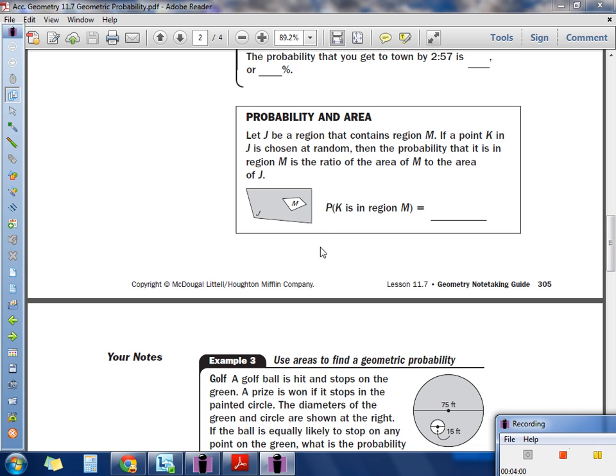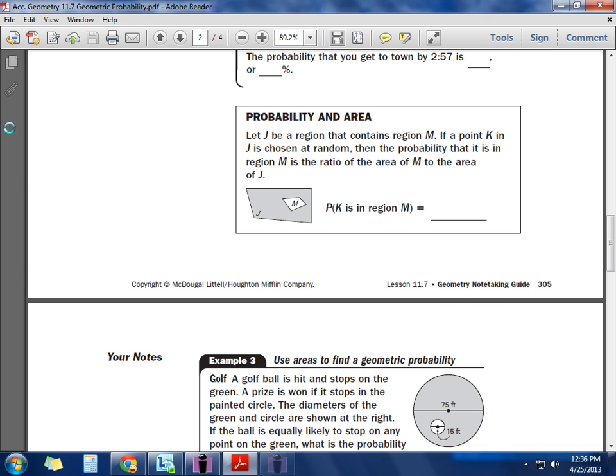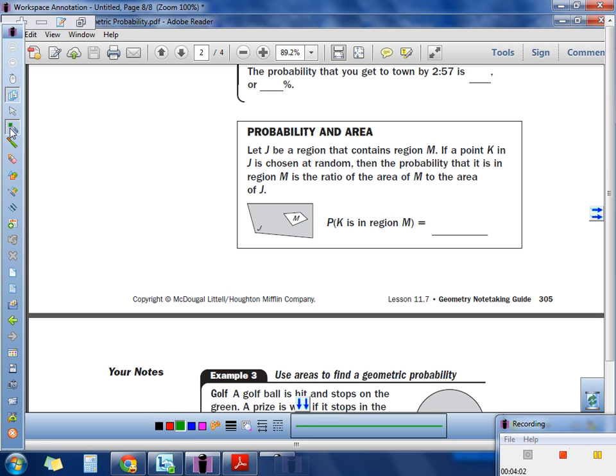On this next little part, it talks about ratios of areas. We already talked about ratio of lengths. Now we're talking about ratio of areas. So we're finding the probability that a point K is in the region M, this little shape. So what we would do is find the area of shape M and put that over the total. And the total is going to be the area of shape J.